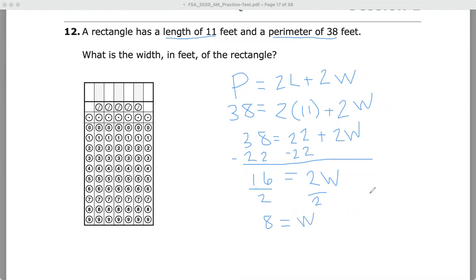And if it would be helpful to draw a model of the rectangle, you could do that as well. You don't always have to use a formula to solve something. So you could say the length is 11. What is the width? If you walk all the way around it, it would equal 38. So that's another way to approach this. So the width is 8.